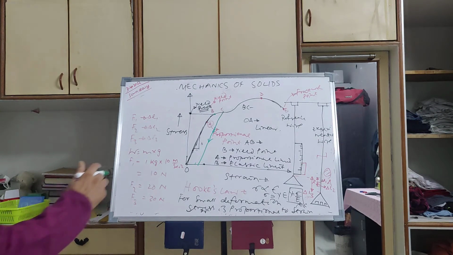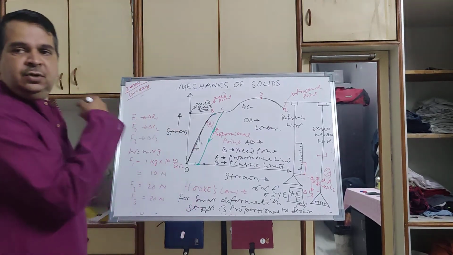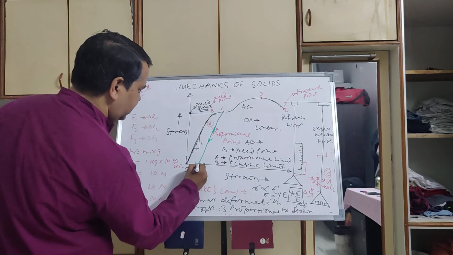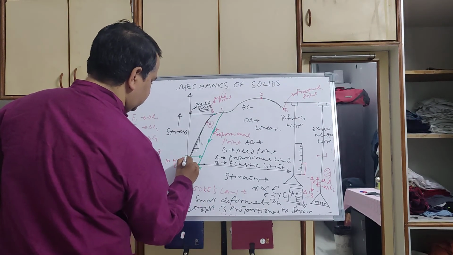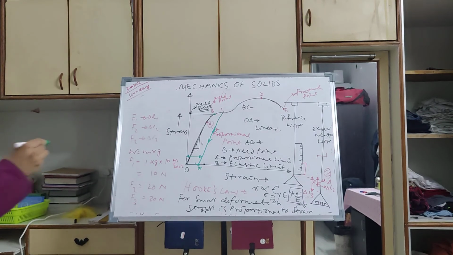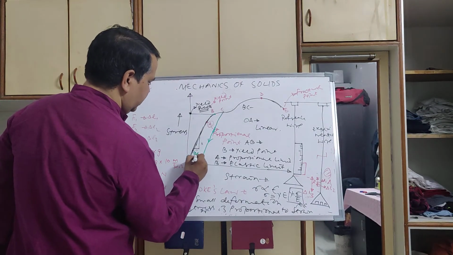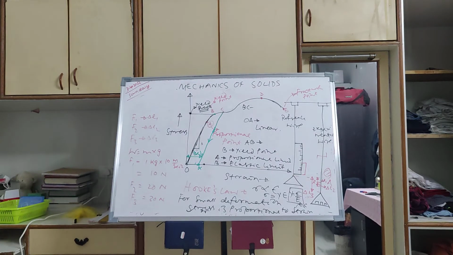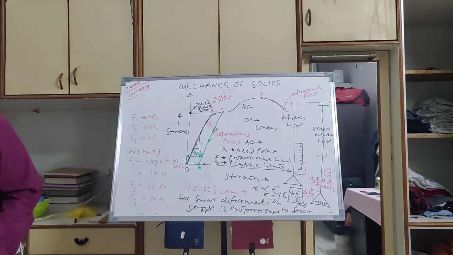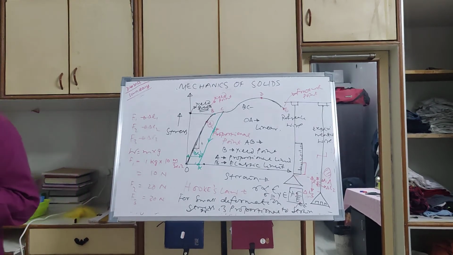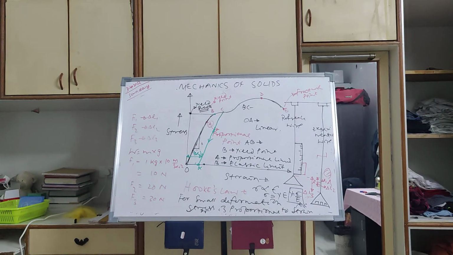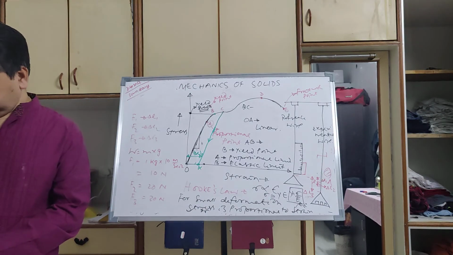Now at this point the load is 0. You have removed the load completely. Let us say this is point X. At X, there is no load at all. But you can see there is a permanent set. There is some permanent deformation, some del L, still there, which is undesirable for any structural design. So beyond the yield point, beyond B, it is the plastic region, because there is a permanent set.